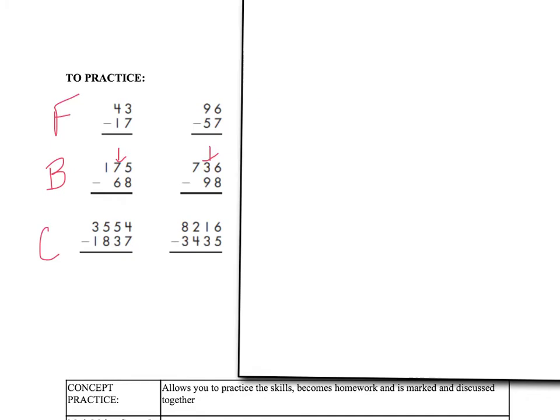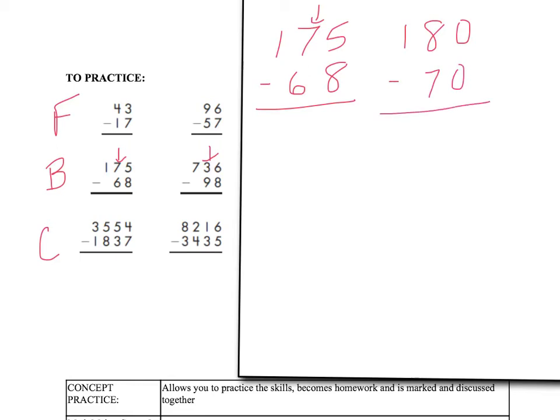All right, let's take a look at benchmarks. 175 minus 68. We said to the tens place. So 175, 75, is it closer to 80 or closer to 70? Well, it's slightly closer to 80. So 180. 68, is that closer to 70 or closer to 60? Then we would subtract. 0 minus 0 is 0. 8 minus 7 is 1. And 1 minus nothing is 1.